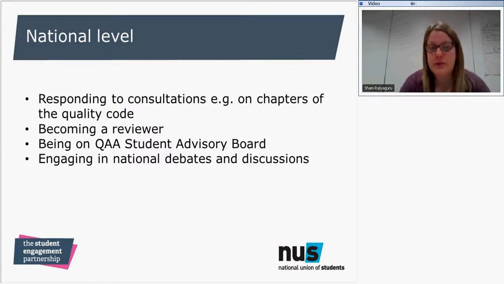The QAA Student Advisory Board, which again Catherine can talk about in a bit more detail, is a kind of subcommittee of QAA's board, which talks about what QAA business might mean to students and makes recommendations that are then fed into the board. But also through TSEP, through NUS, student unions engaging in national debates and discussions about quality is a really important way for students to be able to engage in these processes.